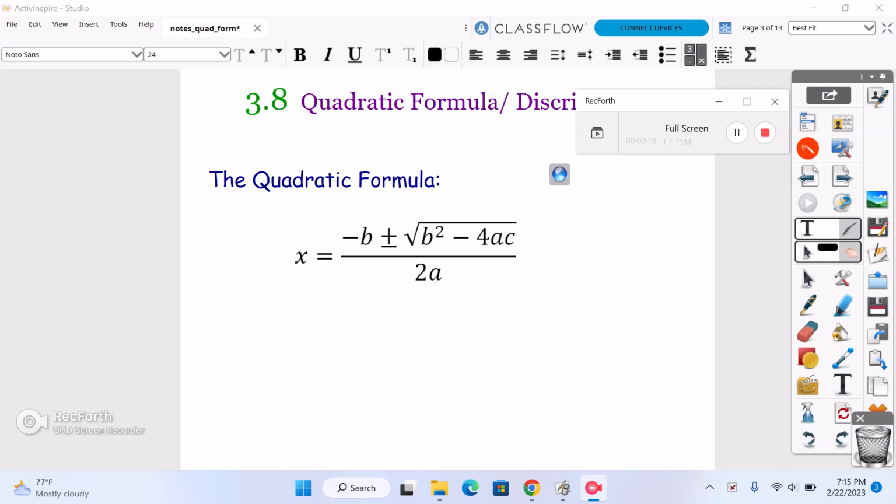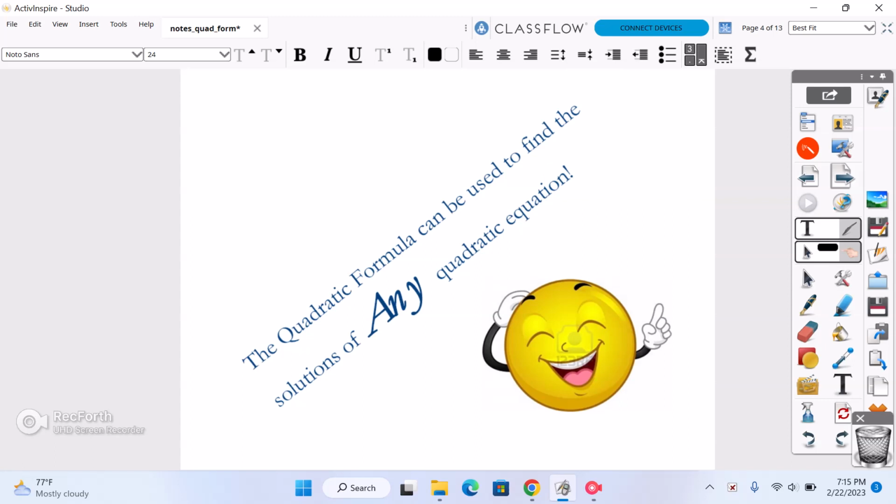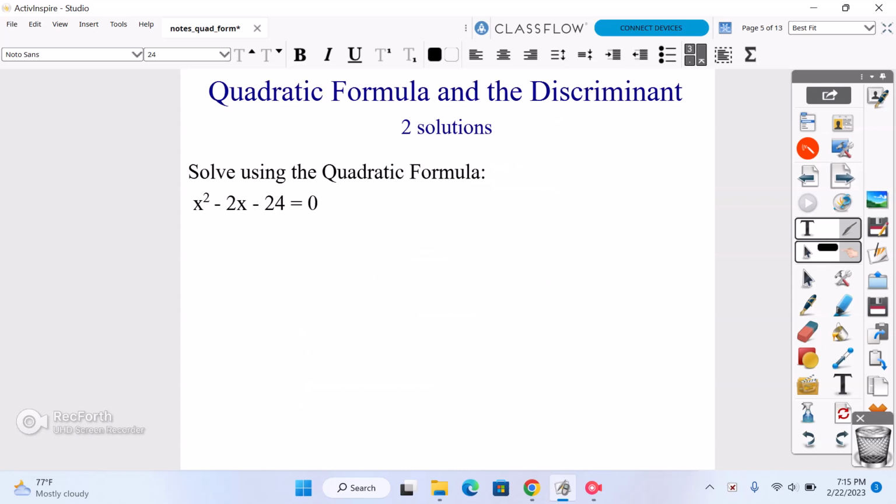So remember that the quadratic formula helps us to solve or find solutions to quadratic equations. And this plus or minus is where we get two different solutions from. We can use the quadratic formula to find solutions to any quadratic equation. We just need it to be in standard form in order to find a, b, and c, and then substitute into the equation.